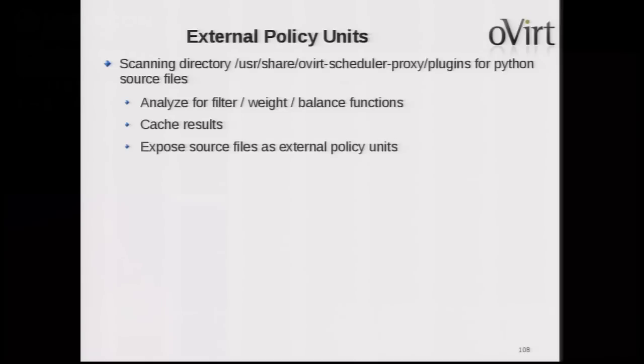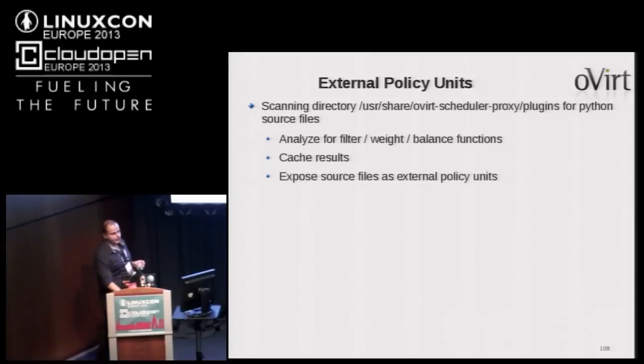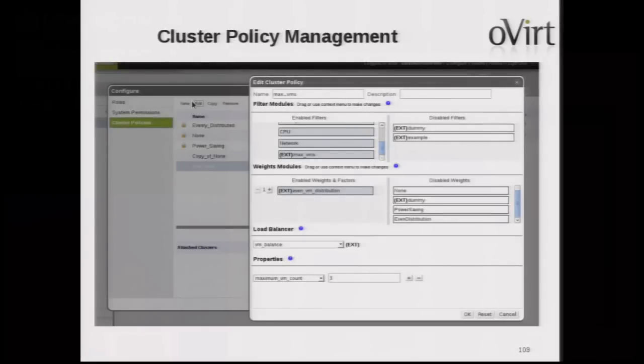So as I said, you can write external policy units. You place them in user shell, oVirt scheduler proxy plugins, and we analyze for filter, weight, or balance functions. We cache the results and we export that in the UI. So here is the UI for that.